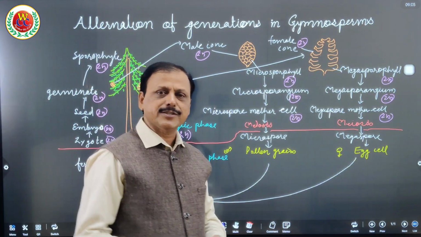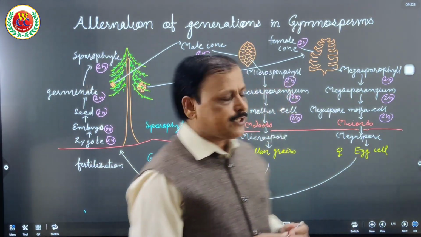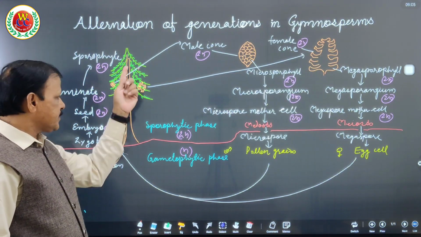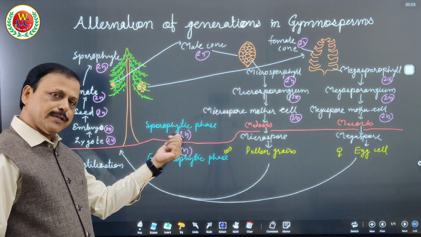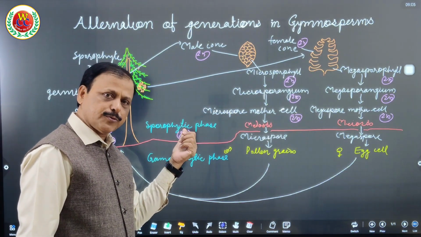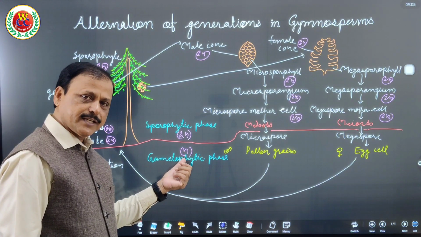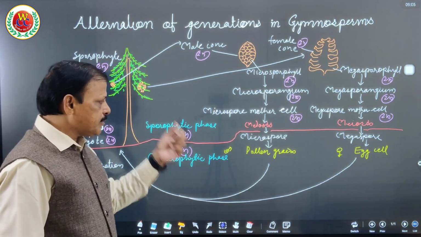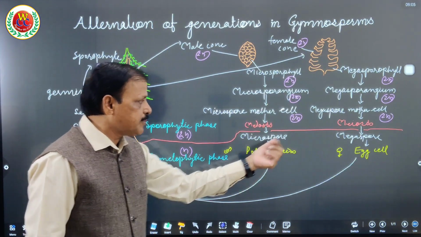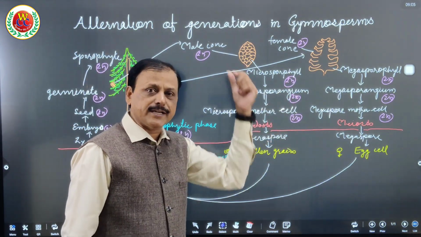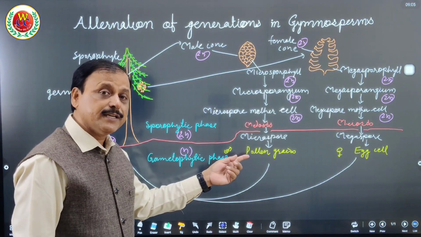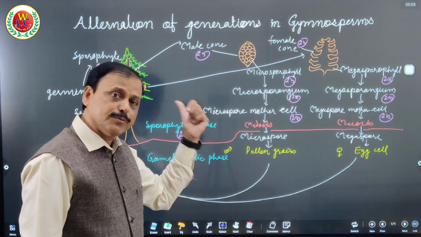What exactly is alternation of generation? As you know, gymnosperm is a tall tree, having this structure. This is the sporophytic phase, where, as we know by the definition of sporophyte, all diploid stages in the life cycle are called sporophytic and all haploid stages in the life cycle are called gametophytic. In gymnosperm, the gametophytic phase is dependent on the sporophytic. Why? Because the gametes which are produced inside the male cone and female cone are on the sporophyte, that is, on the tree. Therefore, the gametophyte is dependent on the sporophyte in gymnosperm.